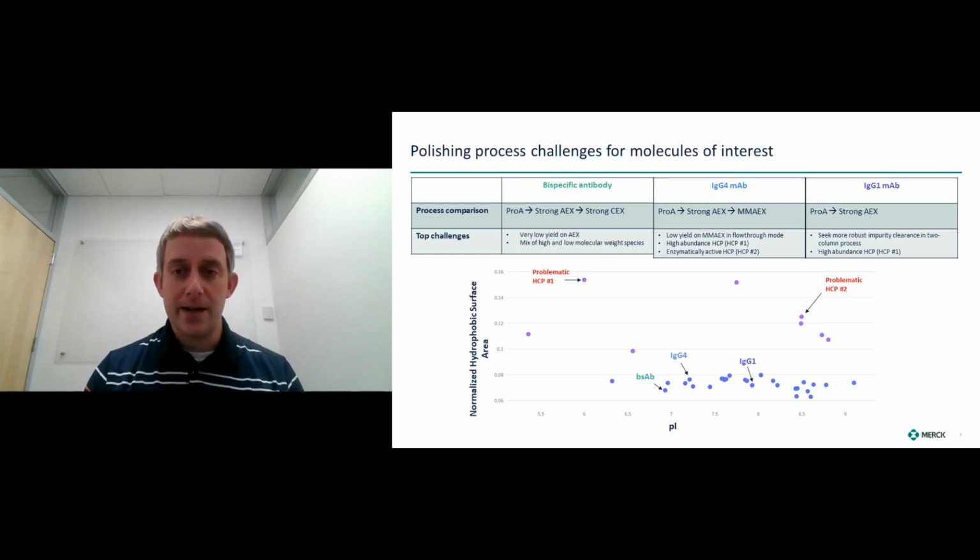And then finally, the IgG1, again, relatively well behaved. We're comparing to just a protein A followed by strong AX in flow-through mode, but seeking more robust impurity clearance in that two-step process. And there is a notable amount of that high abundance HCP number 1 as well.